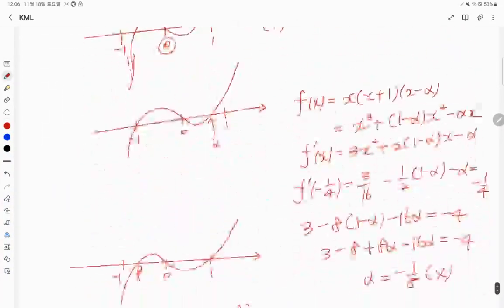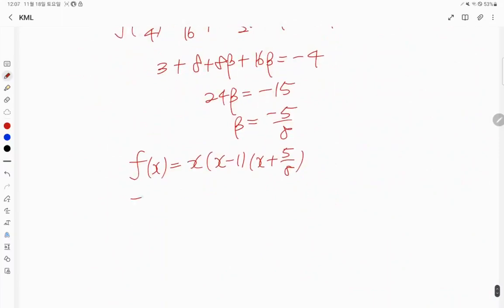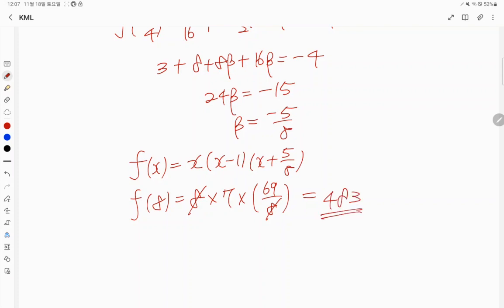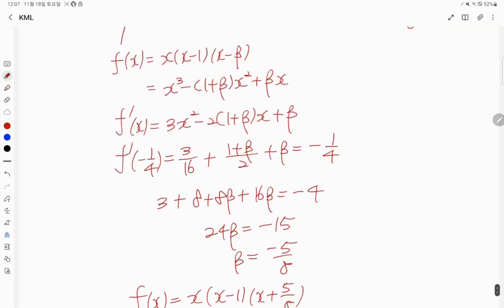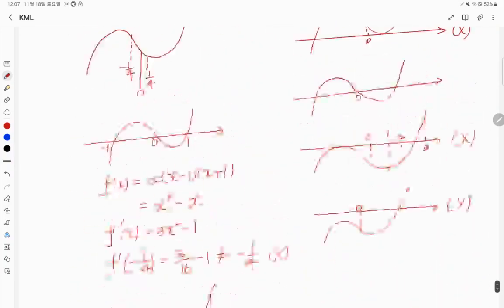And the answer we want to find is f of 8. So when x is 8, 8 times 7 times 69 over 8, so we can cancel 8. So 7 times 69 is 483, which is the answer.